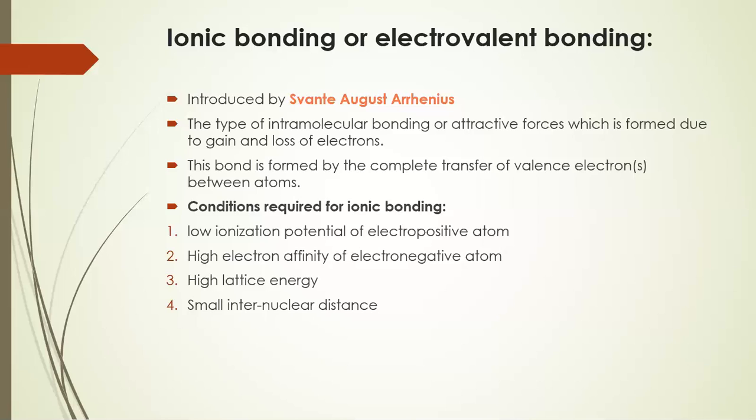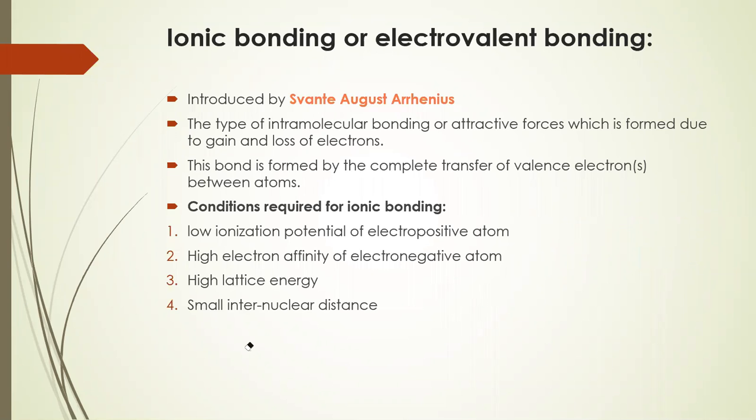Number four is the small internuclear distance. Internuclear distance is regarded as the distance measured between two atoms. I am clearly showing it here. Let's suppose we have two atoms, number one and number two, close to each other, and they have nuclei in between them. The average distance between the two nuclei is known as the internuclear distance, the average distance between two neighboring atoms. Why should it be small? It should be small because if the atoms are close together, they can easily gain or lose electrons.